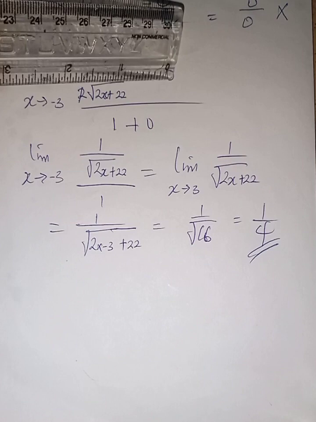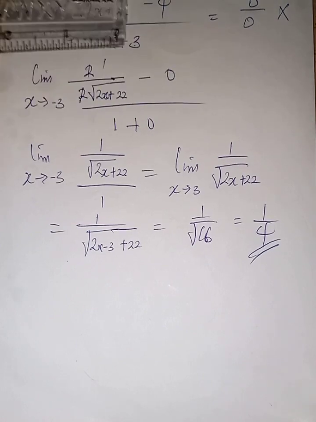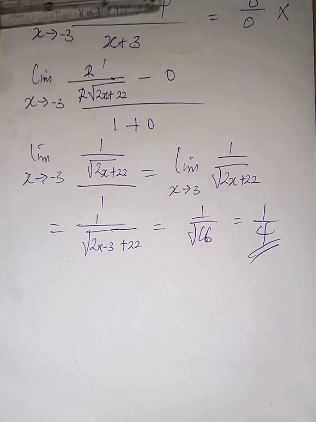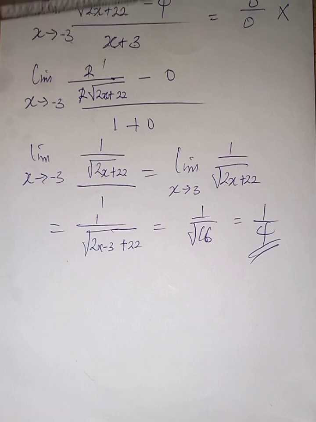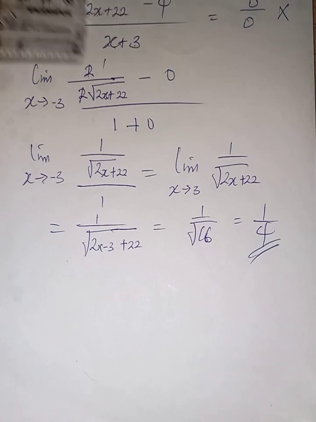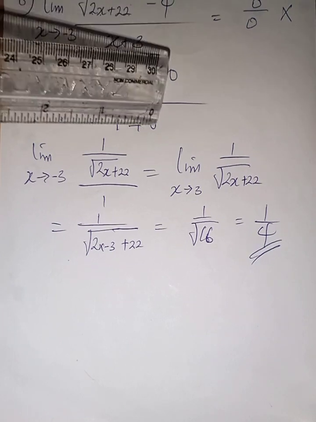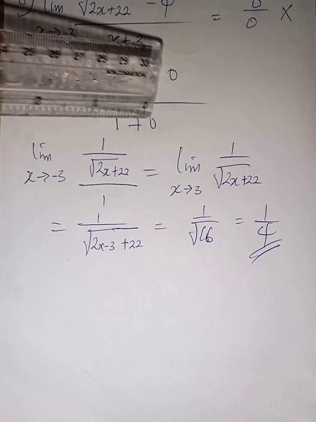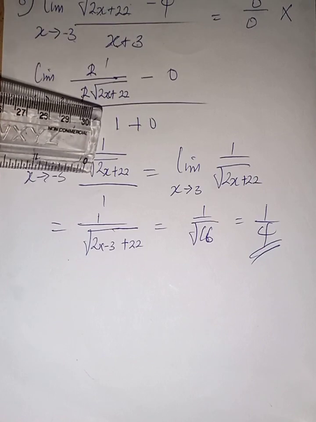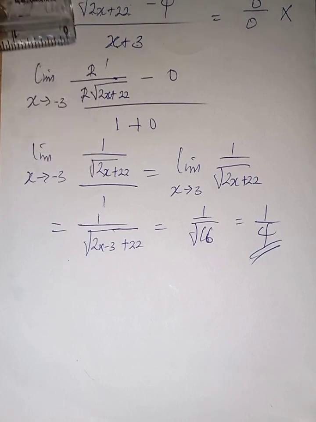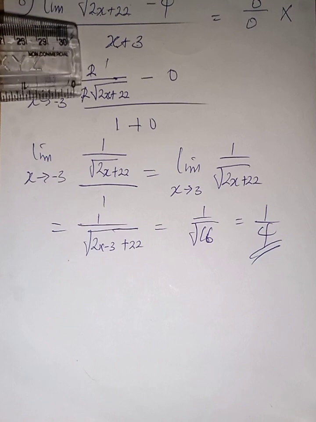Minus differentiating 4, 0. Differentiating s, you have 1. Differentiating 3, 0, because the 4 and the 3 don't have s. They are just constant numbers. Next, this minus 0 is 1 plus 0, which is 1, and 1 divided by 1 remains the same. Now listen, 2 cancels 2, we have 1.